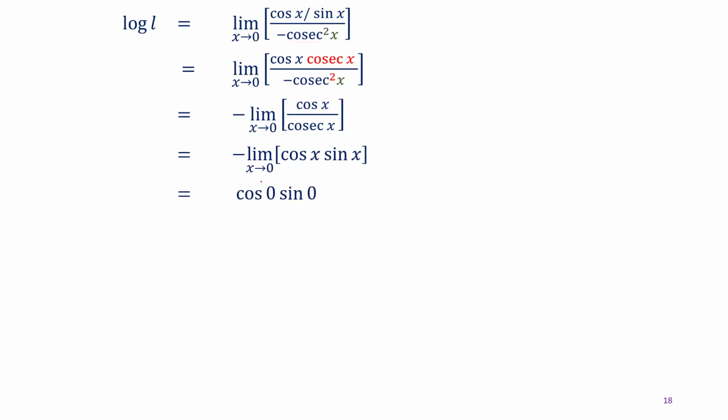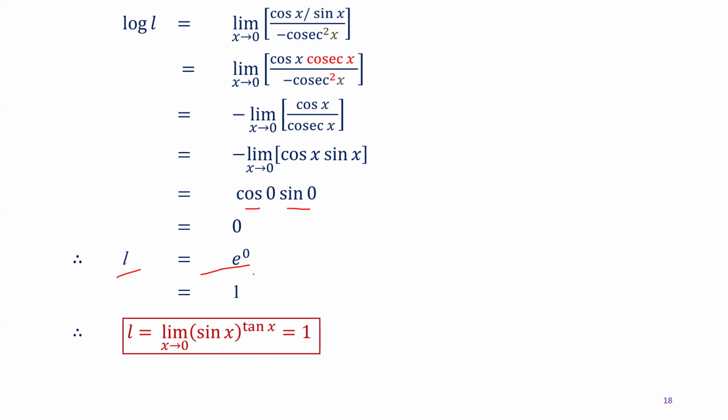Now if we substitute the limit, cos 0 is 1 and sin 0 is 0. The value of this is 0. Now this is the value of log L. Now we want to find the value of L, so we have to just take the antilog. If we take the antilog, L equals e to the power 0, and e to the power 0 is nothing but 1. Hence, the limit L of (sin x)^(tan x) when x tends to 0 is nothing but 1. Hence, this is the value of the given limit. Thank you.